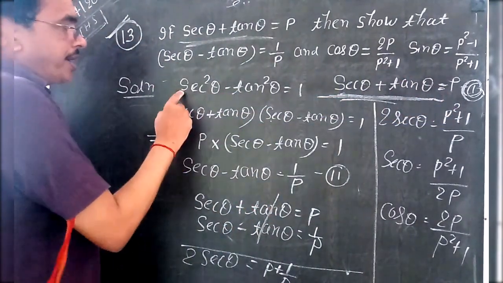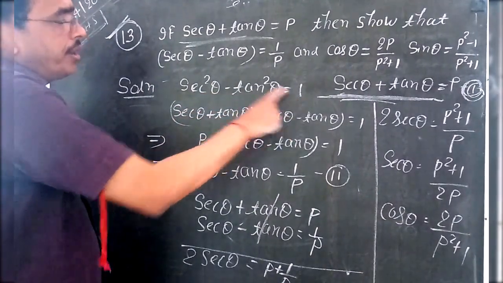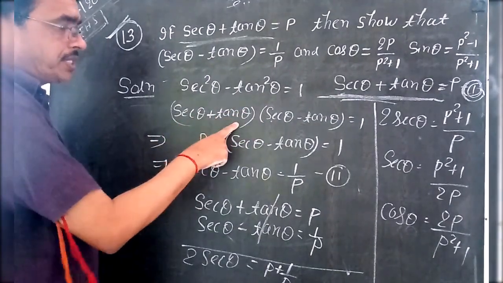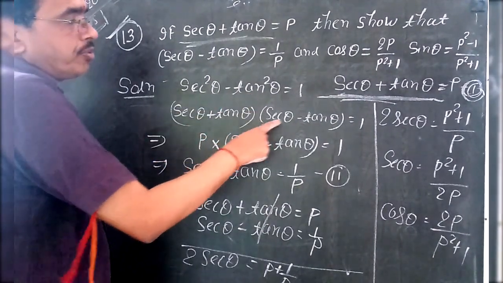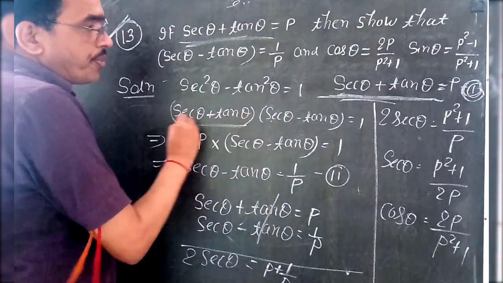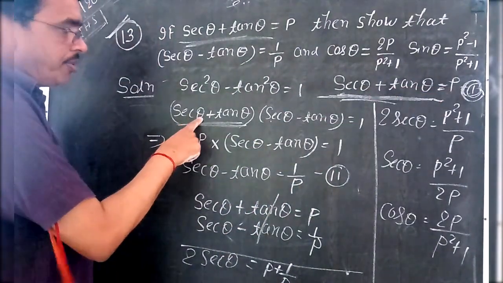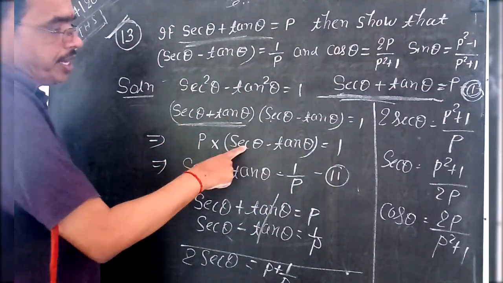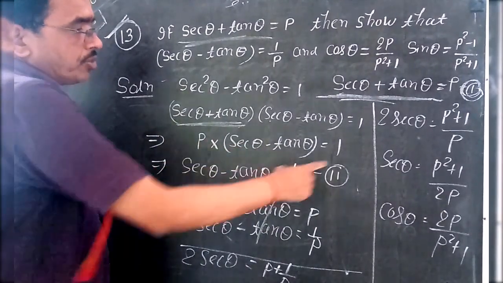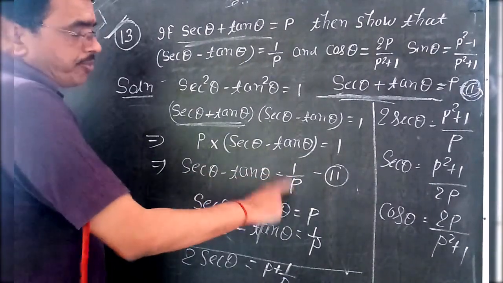Now identity second, that is sec square theta minus tan square theta is equal to 1, and it is in the form of a square minus b square. So we write a plus b, that is sec plus tan, into a minus b, that is sec minus tan, is equal to 1. Now substitute the value of equation first. Here sec plus tan is p, so we write the value of sec plus tan is p. Then sec minus tan, you can find the value, because here p is a multiplier, go to this side, then it is divided. So sec theta minus tan theta is equal to 1 by p.